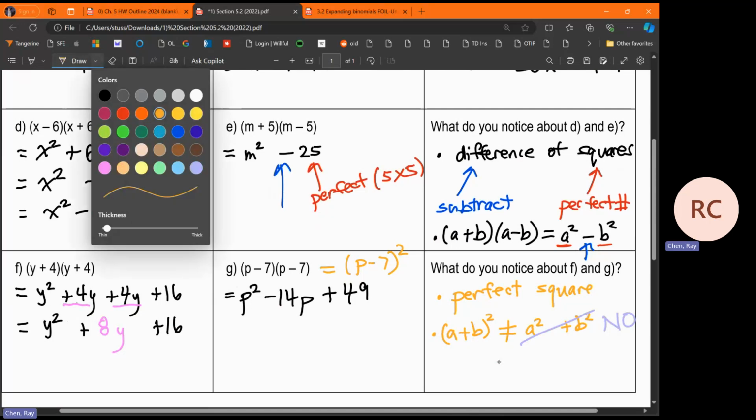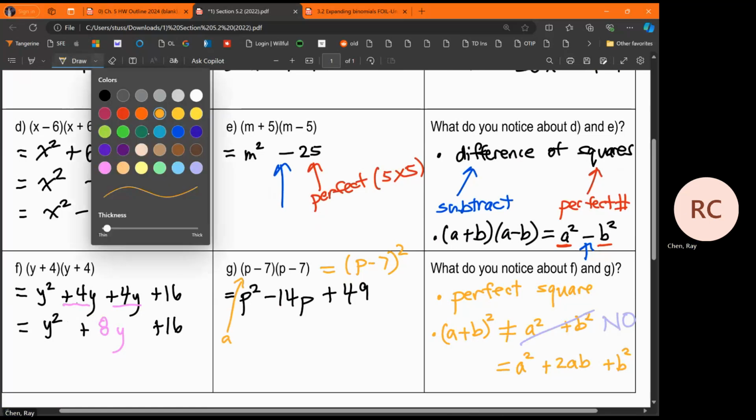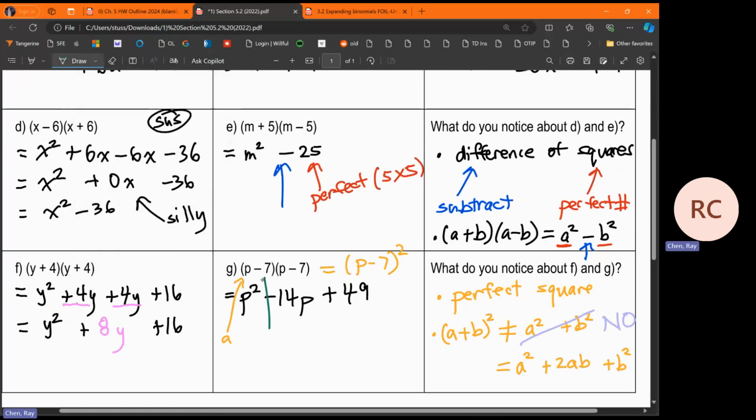But what you should notice is that a plus b all squared is literally the squaring of the first term, the squaring of the last term, and notice it's always positive. And notice what I'm going to write in the middle. The middle term is 2 times a times b. Let's take a look at this one more time. The p is our a. The negative 7 is our b.